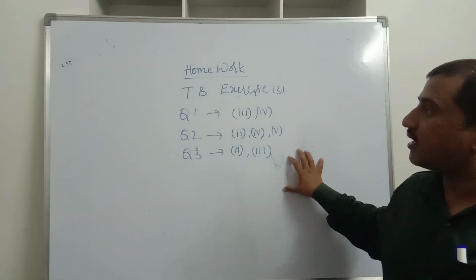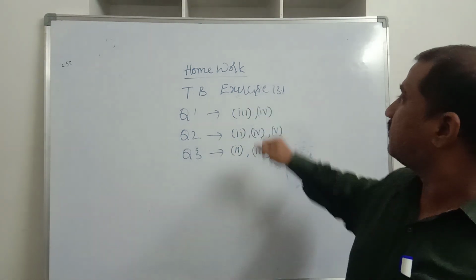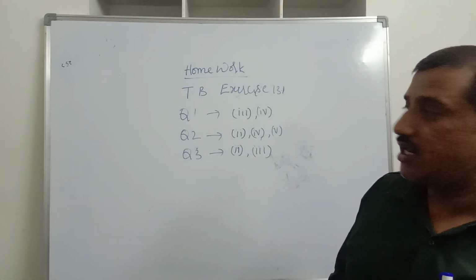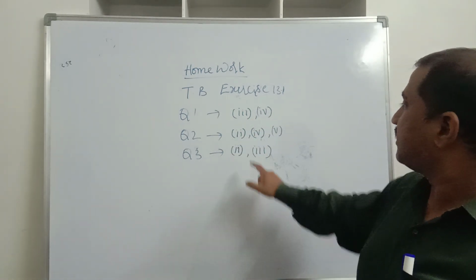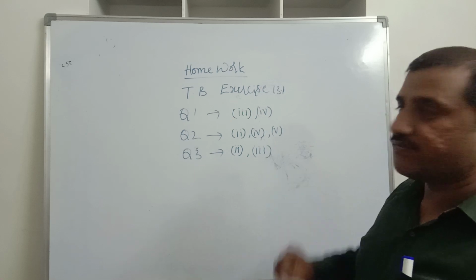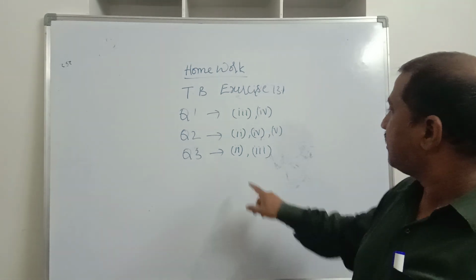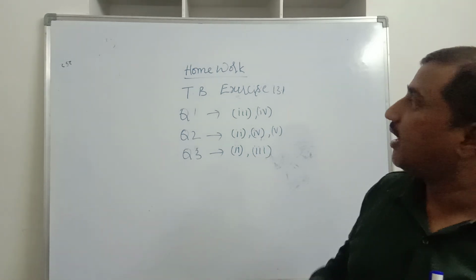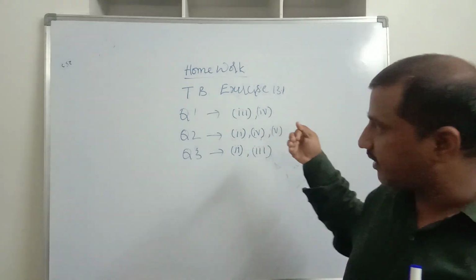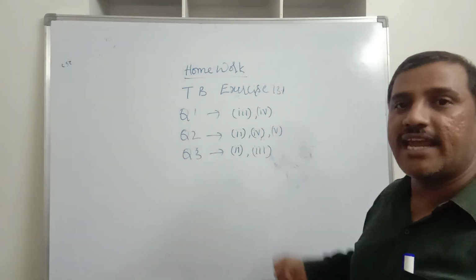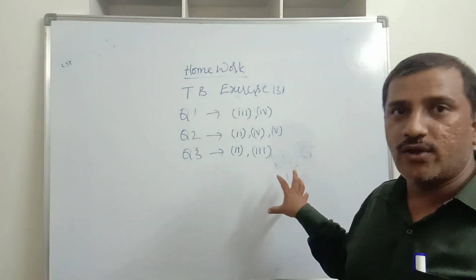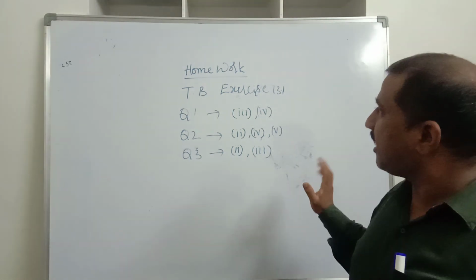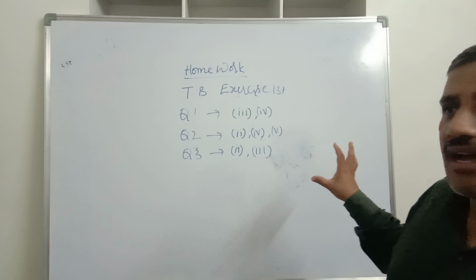Now the homework: textbook, exercise number 13.1, question number 1, third and fourth parts, question number 2, second, fourth and fifth parts, question number 3, second and third parts. Along with this, from today's class, write all the key points which we discussed in this class in the classwork. I hope you understand this class.